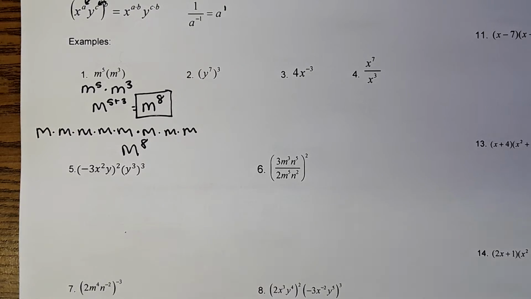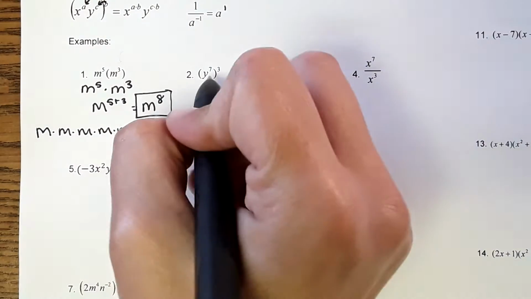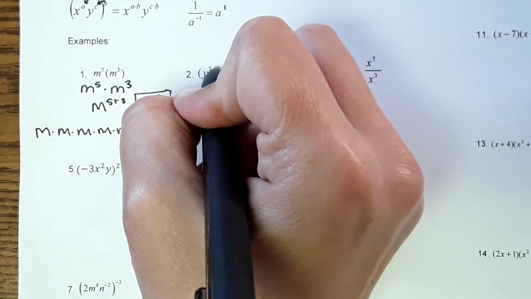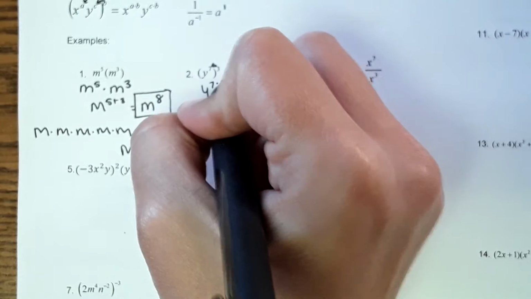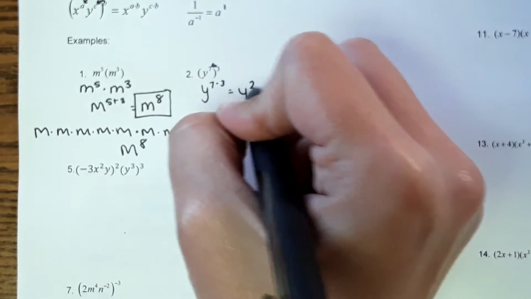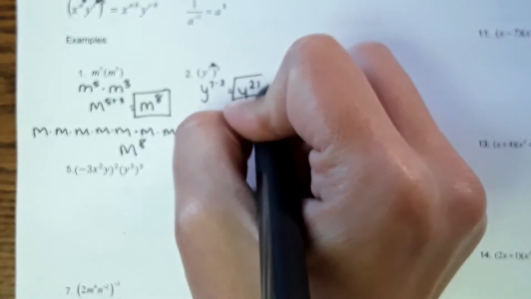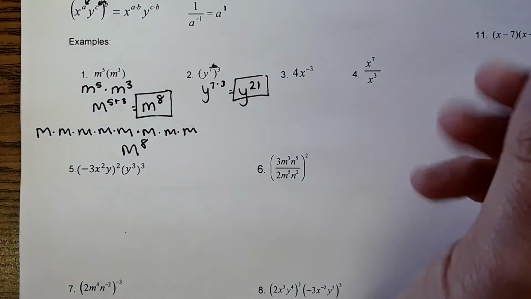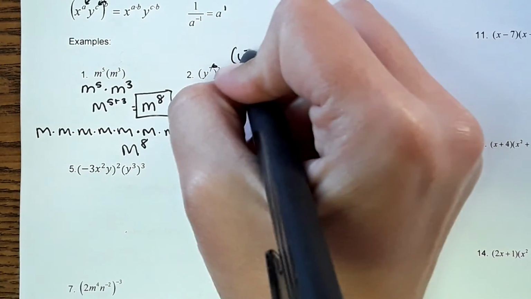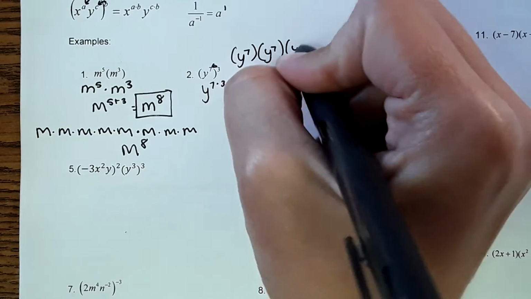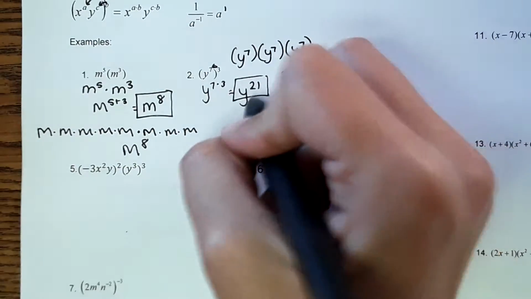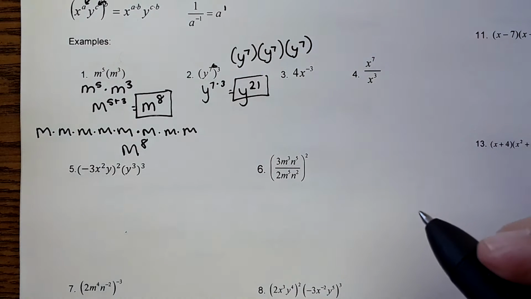Okay, number 2. Now we have the exponent outside, and based on our rules, we just multiply those, so it would be y to the 7 times 3, which would be y to the 21st power, and that is our answer. The reason why it works, if you had y to the 7 times y to the 7 times y to the 7, there would be 21 7s, so that's why it's y to the 21st power.